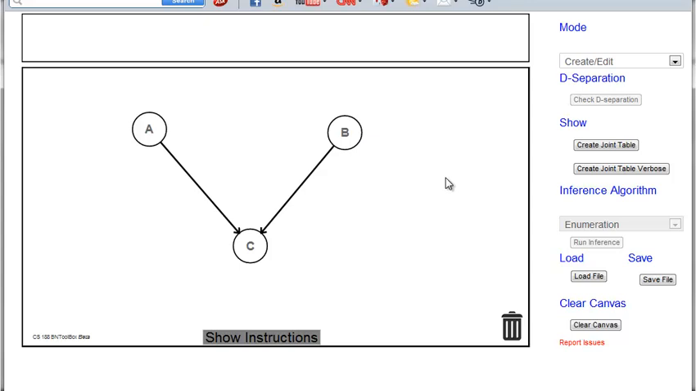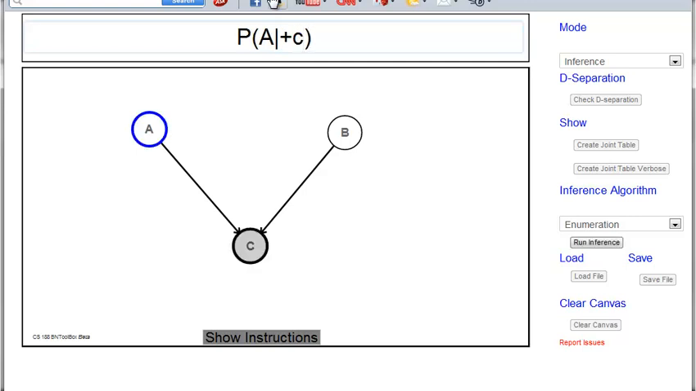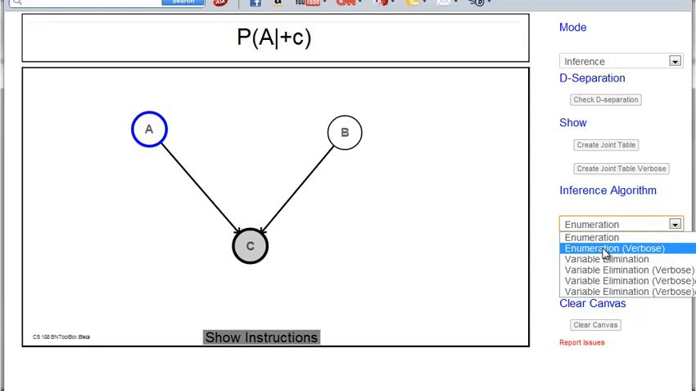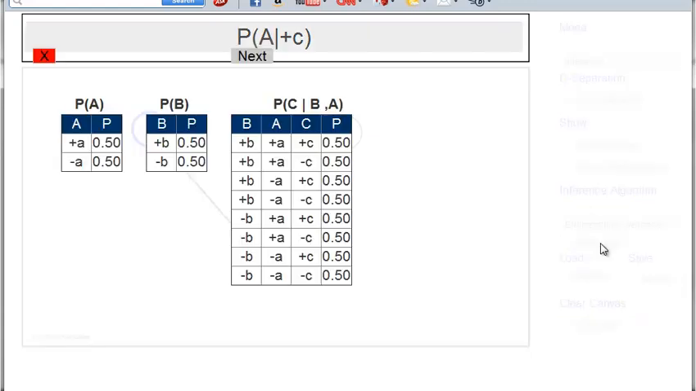All right, what else can we do? You can run inference by enumeration if you like. So let's run inference. We saw inference by enumeration a couple of lectures ago. What are we going to ask for? Let's say we'll ask for the probability distribution for A given plus C. The convention in Bayes nets is that whenever a variable is observed, you shade it. So C has been shaded. It looks gray now. Let's run inference by enumeration in a verbose way so we see it in action.